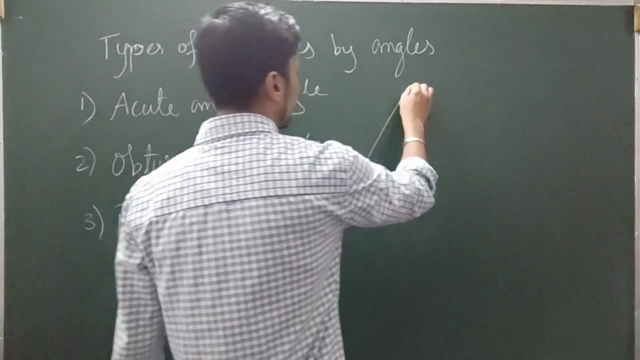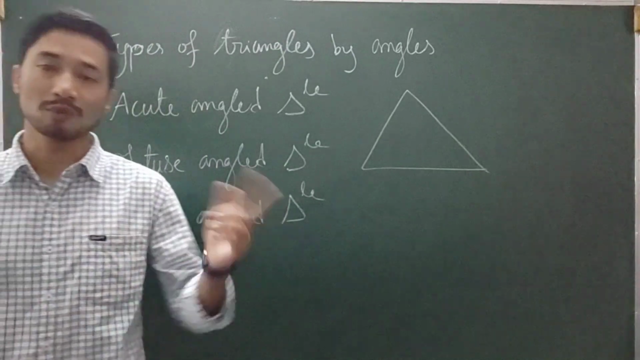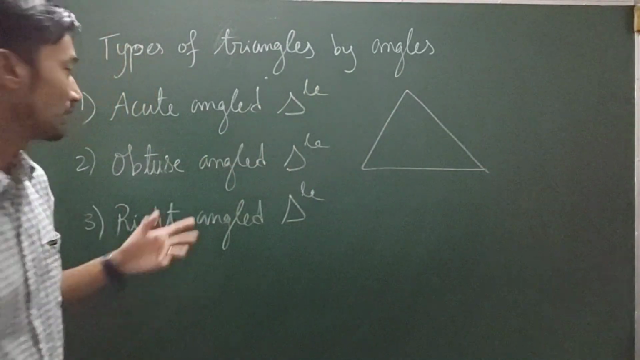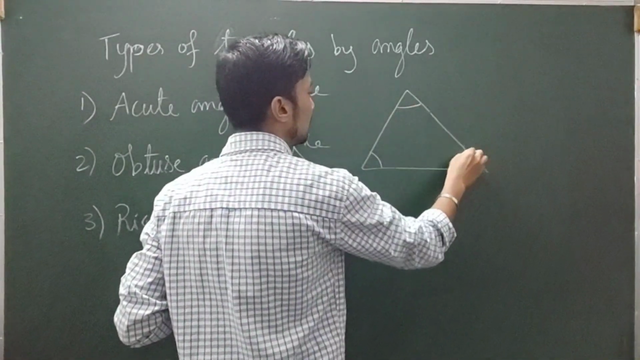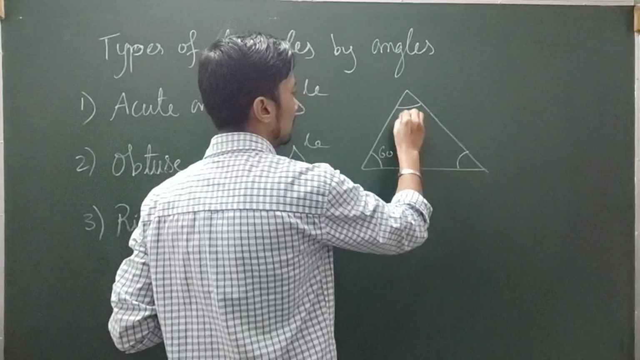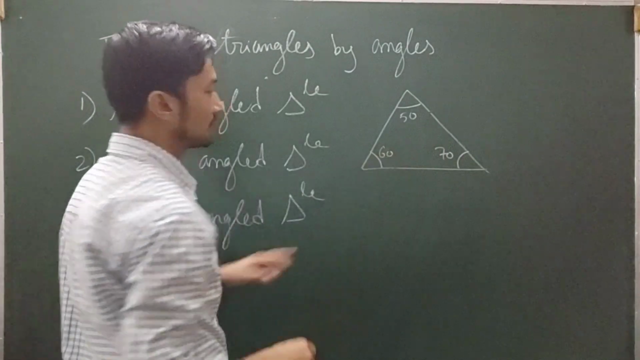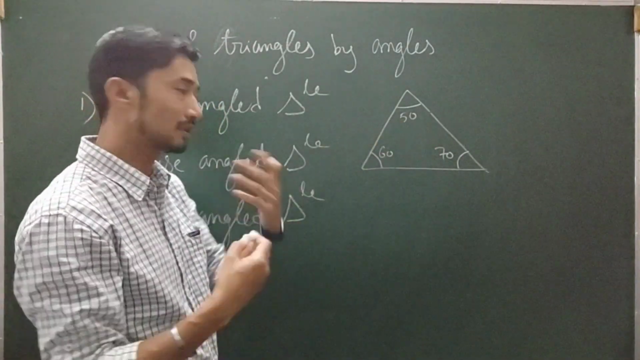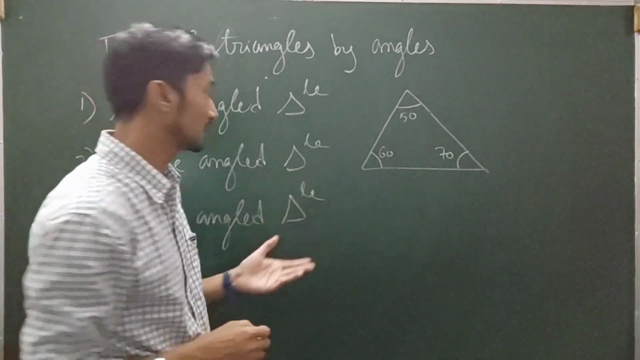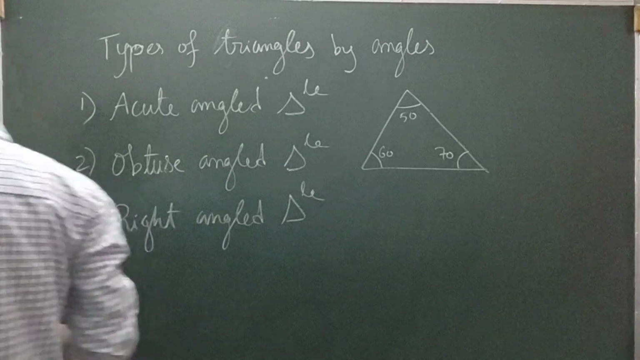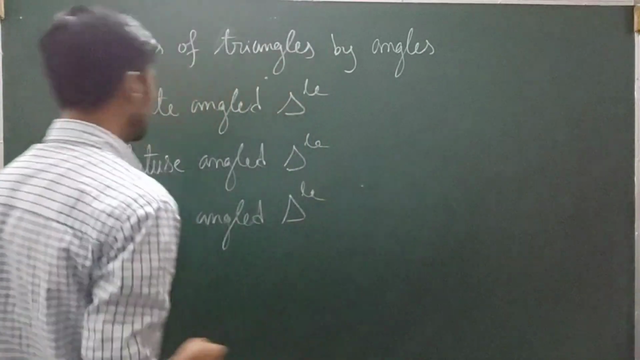What is an acute angled triangle? It's an acute angle, everybody knows. What is an acute angle? An acute angle is an angle which is more than 0 degree, less than 90 degrees. So an acute angled triangle is a triangle in which all the angles are less than 90 degrees. So maybe 60, 50, 70, total to 180, isn't it? 120, 180, yes. So you can see all the angles are less than 90 degrees. So this kind of triangle in which all the angles are less than 90 degrees is known as an acute angled triangle.